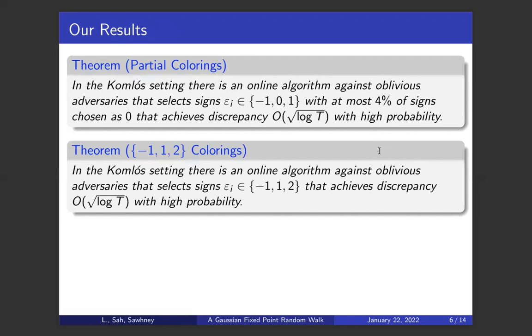Additionally, we also show that in the Komlós setting there's an online algorithm against oblivious adversaries that selects signs epsilon i that are either -1, 1, or 2 that achieves discrepancy O of root log t with high probability, once again for all prefixes. Additionally, both these algorithms described will run in nearly linear time in the input.